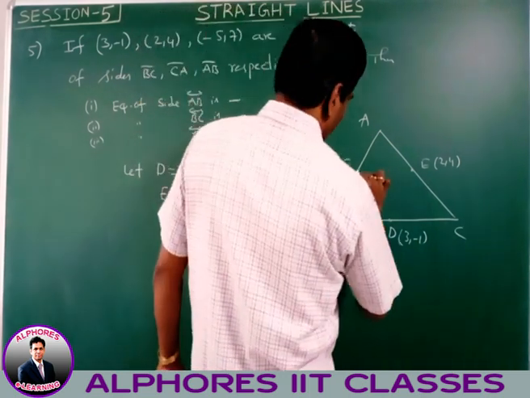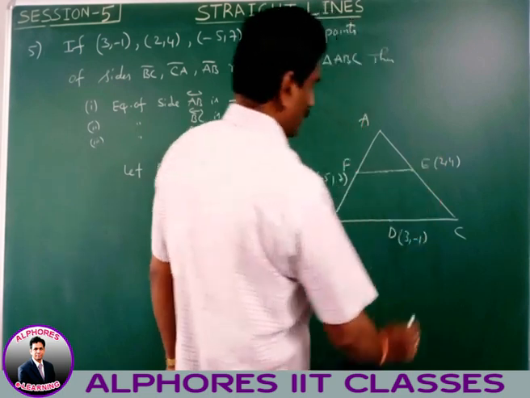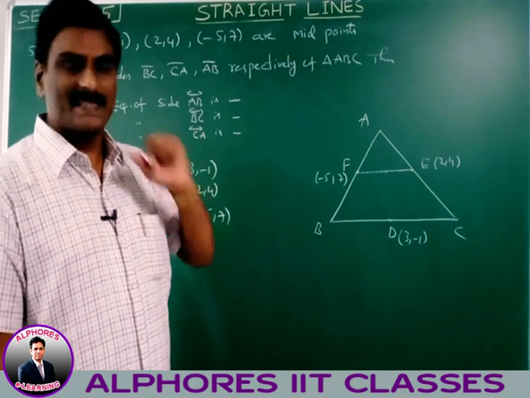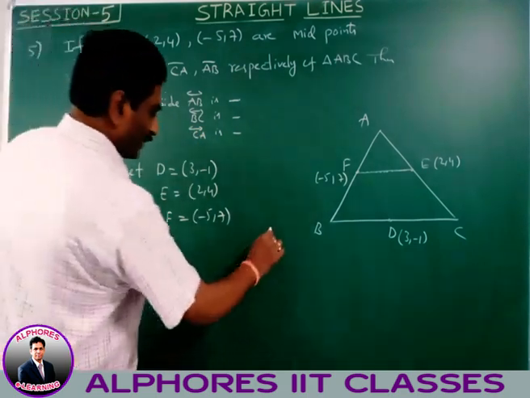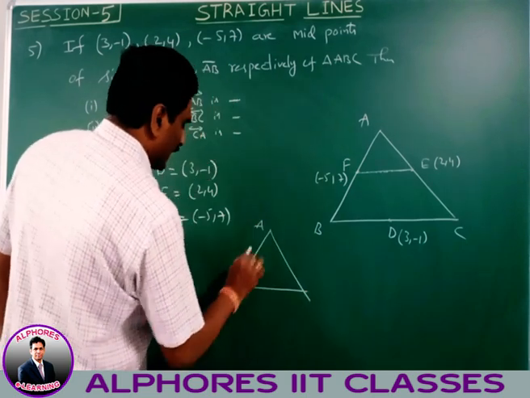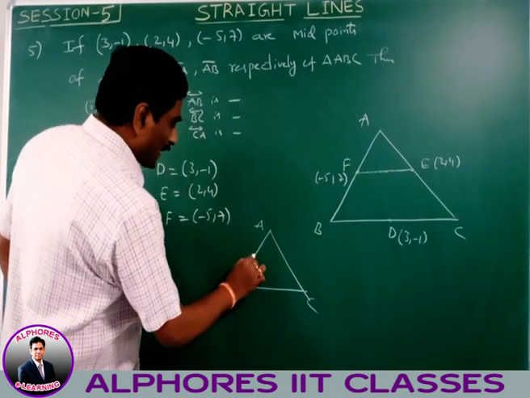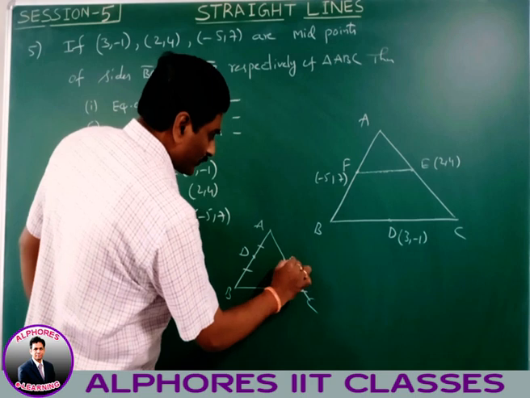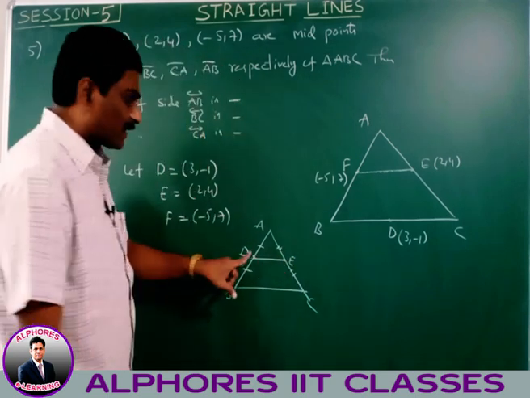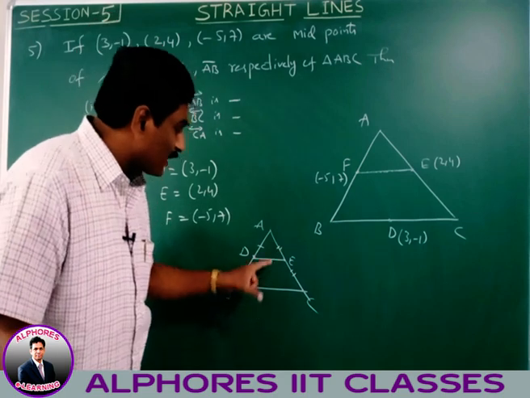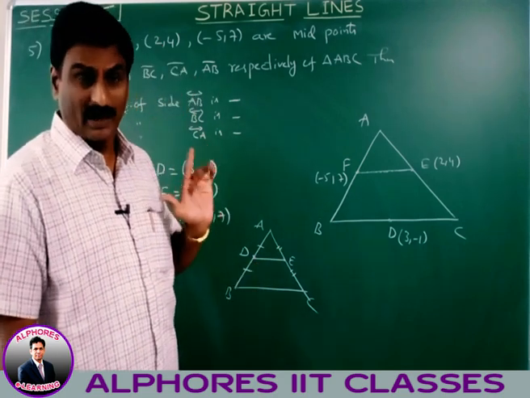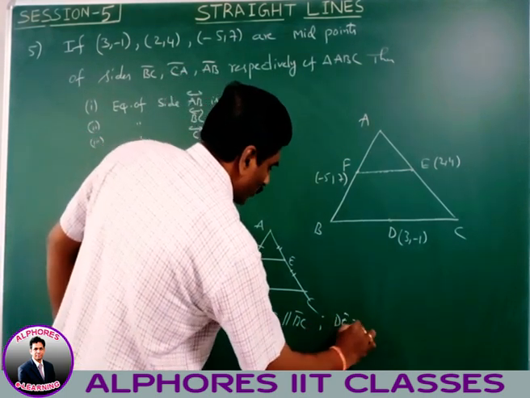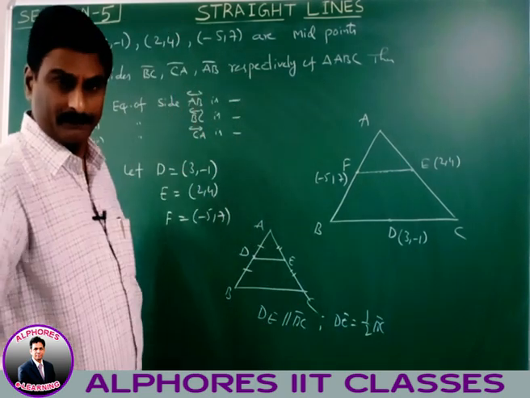By joining these values, what is this value? Please observe. The basic proportionality theorem, or Thales theorem: the line joining the midpoints of any two sides is parallel to the third side and half of the third side. Say this is the midpoint of AC, E. So DE is parallel to BC and DE is equal to half of BC. It is the property.